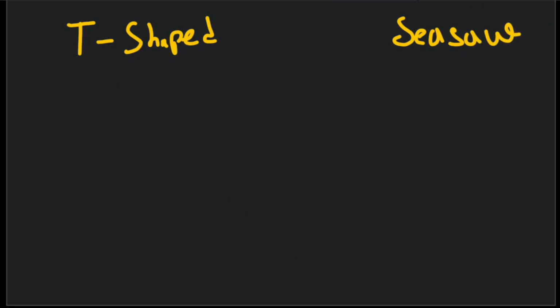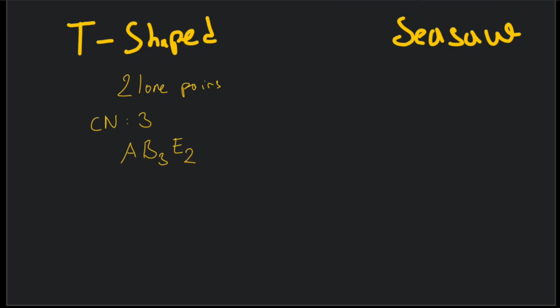Today I will talk about the T-shaped and Seesaw geometries. So in the T-shape, we have two lone pairs and the coordination number of the central atom is 3. So the basic formula for this shape of the molecule is AB3E2.